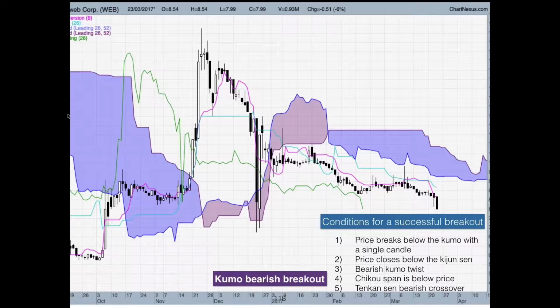Now we have a Philweb chart here. Now this is a bearish breakout for the Kumo. These are the conditions for a successful bearish breakout. So when we say successful bearish breakout, prices trended strongly downward. This will work well for traders who are able to trade downtrending markets or who are able to short the market, which is not available in PSE right now.